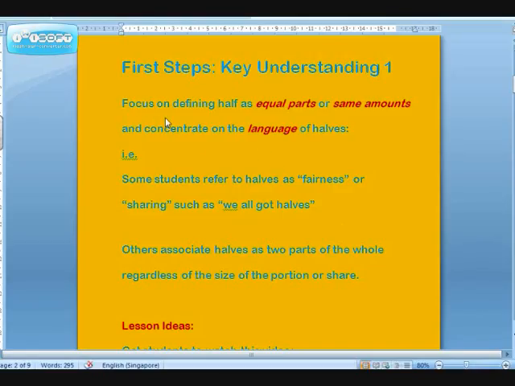The key here is to focus on defining half as equal parts or same amounts and concentrate on the language of halves, i.e. some students refer to halves as fairness or sharing, such as "we all got halves." This is incorrect. Others associate halves as 2 parts of the whole, regardless of the size of the portions or share. This is incorrect as well.